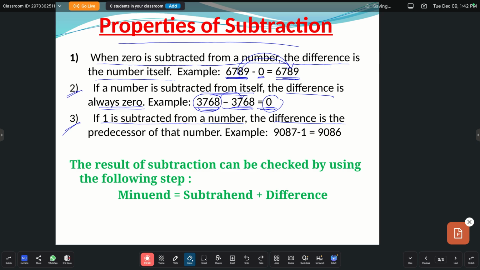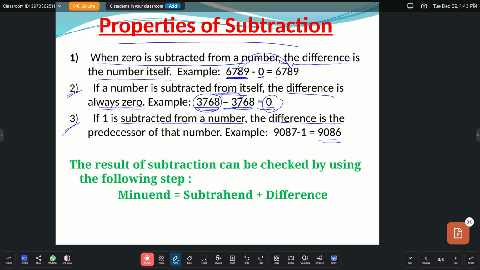So first property says upon subtracting 0 from a number, the difference is the number itself. Second property says that if a number is subtracted from itself, the difference is 0. And third property says if we subtract 1 from a number, the difference is the predecessor of that number. Okay, that is one more thing that you need to remember. So, how can we check whether the difference that we got is correct or not?